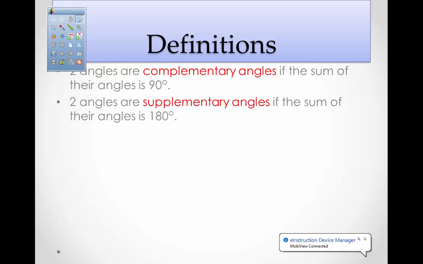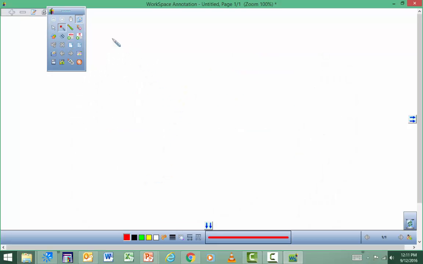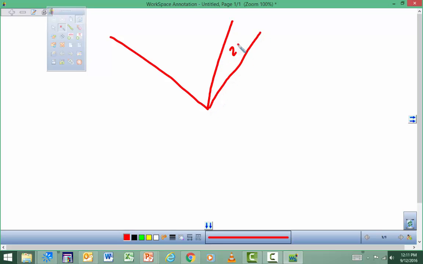Okay, so let me show you what I mean by what I was just now saying. Sometimes they might be adjacent or non-adjacent. So if you have an angle here and angle right here, let's say this one's 20 degrees. Okay, let's say this one over here is 70 degrees. If you add those two, you get 90, right? And so what it means is that these two angles are complementary, but they're also adjacent. And adjacent means that they're next to each other.